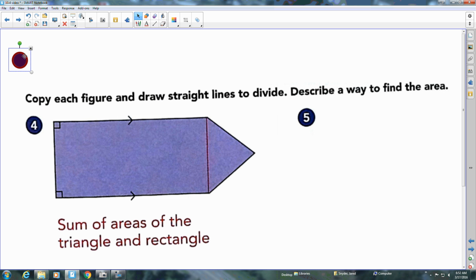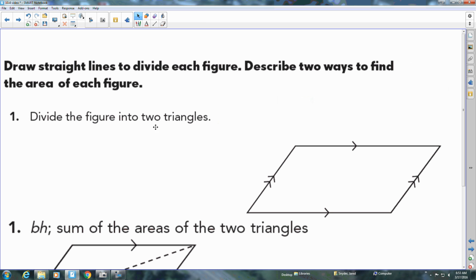Copy each figure and draw straight lines to divide. Describe a way to find the area. They split that off. You got your right triangle there. This says the sum of the areas of the triangle and the rectangle. I'm looking at it and, well, yeah, that's going to be the best way, unless you did something like this, where you put a line through here and you had another trapezoid, but that's going to be about the best way to do it.